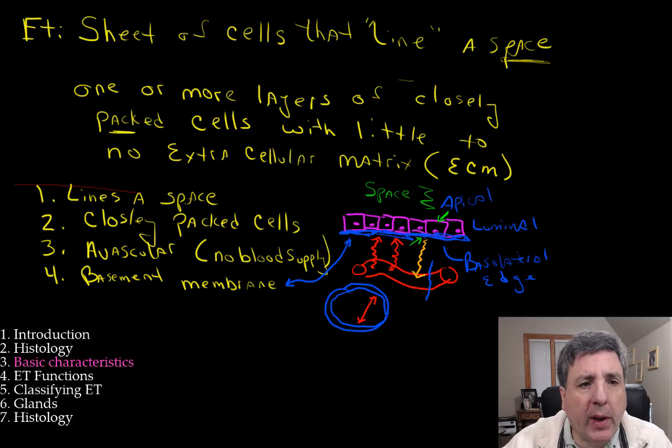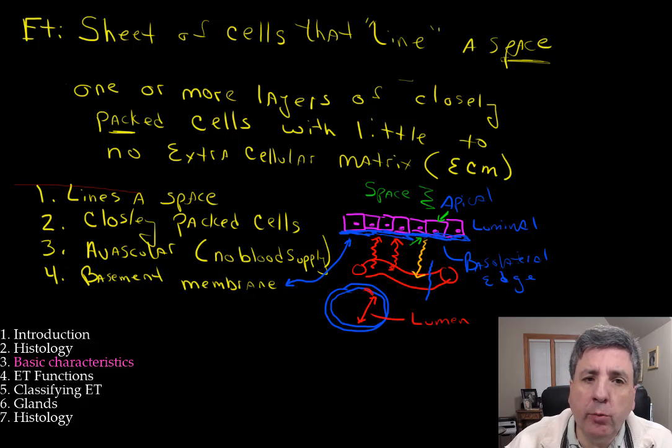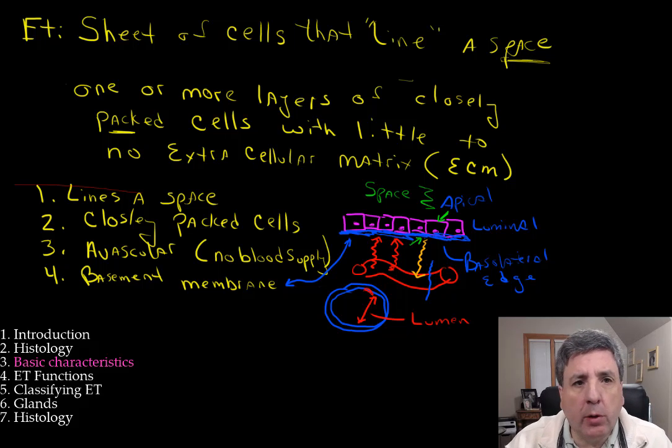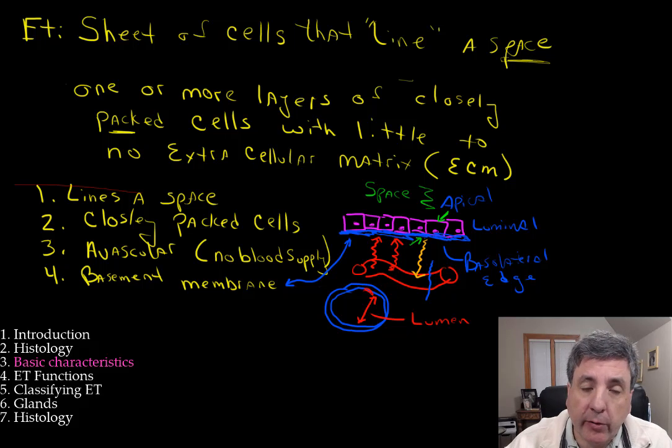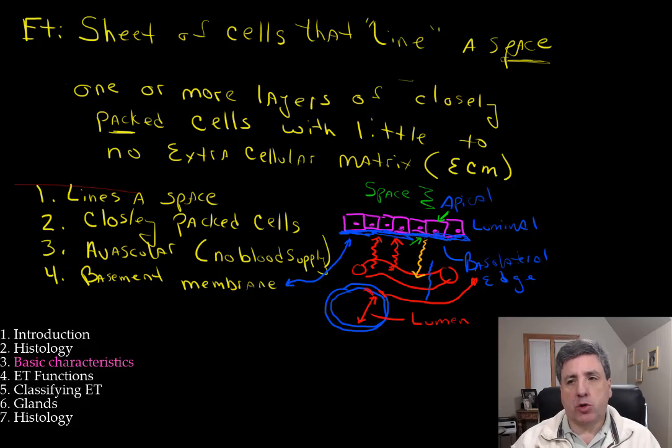Okay, that space is called the lumen. So this would make this surface the luminal surface, or the luminal edge, which makes that the apical surface. Okay, so that's the apical surface. It would be this side, on the outer side, which comes to the basolateral surface.